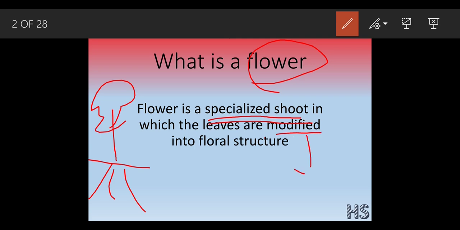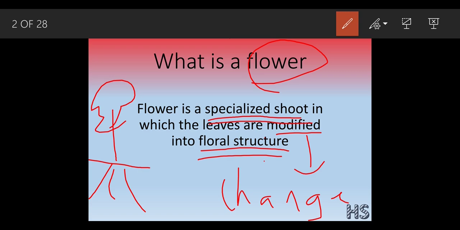The flower is a specialized shoot in which the leaves are modified. What do you mean by modified? The word modify means change into floral structure. What do you mean by floral structure? There are different parts of the flower. As in a human, we have eyes, nose, ears, lips, each and every organ. In the same way, the flower has floral structure. The floral structure means the different parts of the flower.